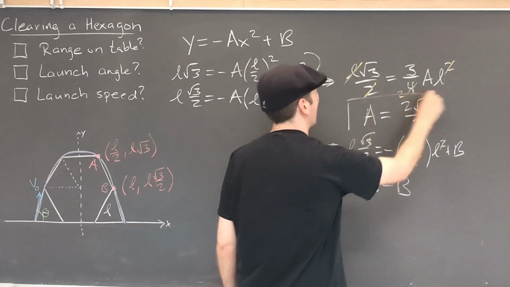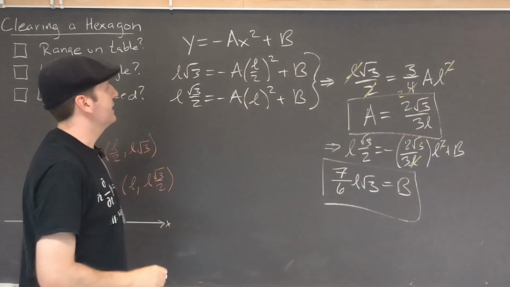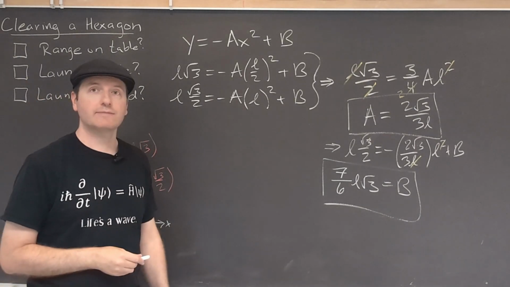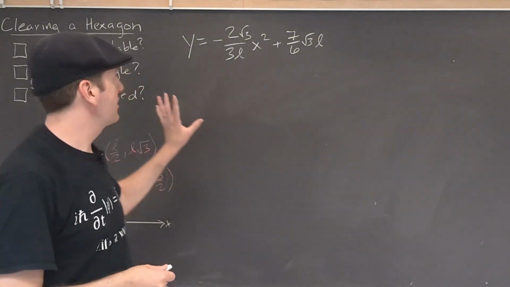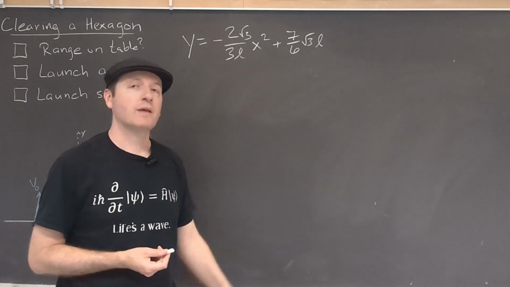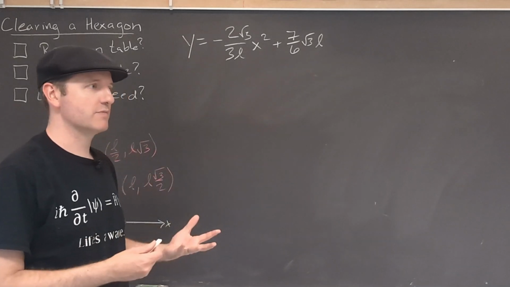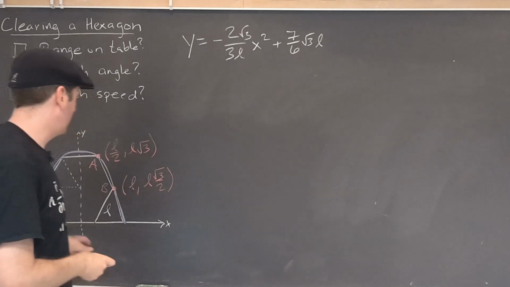So now that we have our A and we have our B, we know what this parabola is, and we can move on to calculating these other quantities. Okay, so now we have our trajectory equation in terms of this L, the length of the hexagon side. Now we just have to extract a little bit more geometric information from it, including some physics. So let's start by figuring out what is the range of this projectile on the table.